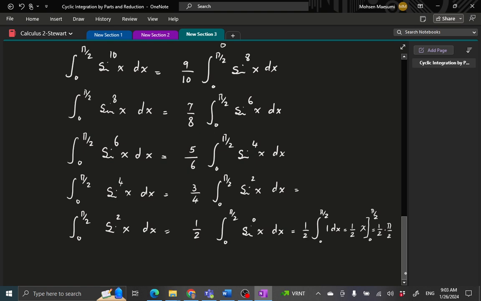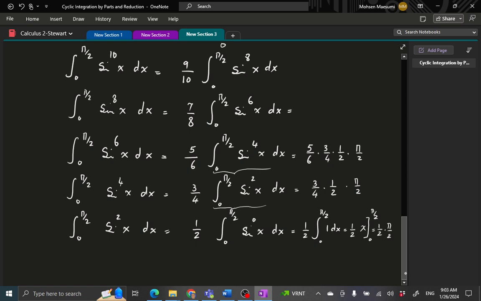Well, I just found this, so let me just put it back. This is 3/4 of 1/2 of pi over 2. Well, that means I got this, sine to power of 4. So that's 5/6 of 3/4 of 1/2 of pi over 2. You get a hang of it?